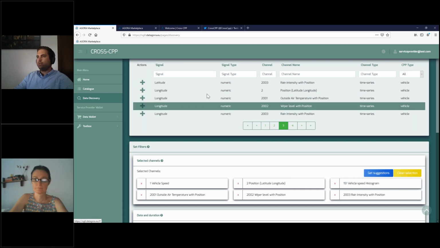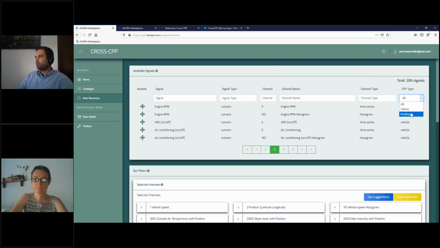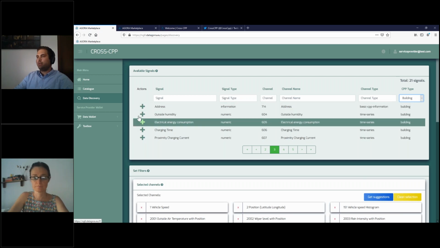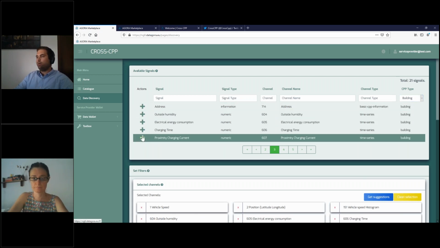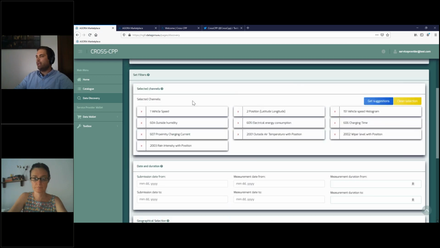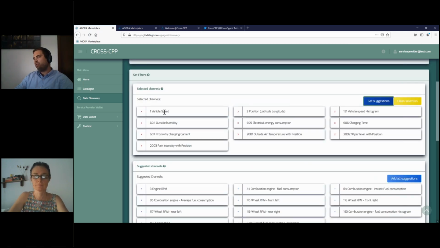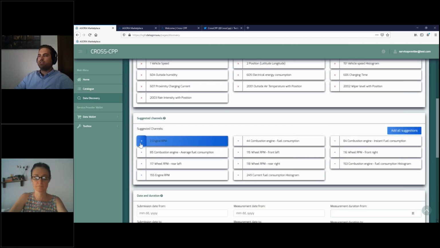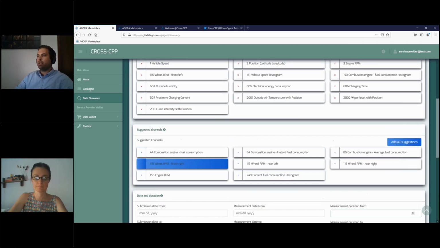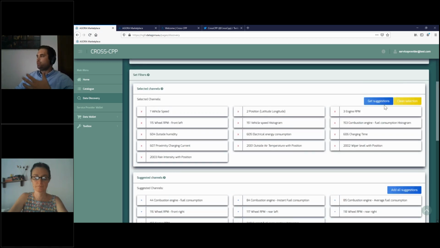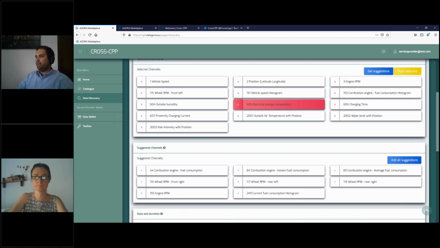Okay, so I can do the selections anytime. I can also select by buildings, by any kind of information that I would like to get. And thanks to ATV, they have developed these context suggestions, which can be based on the signals that I have selected in my discovery panel. I can also add new suggested channels and try to incorporate them into my data request. So I can get suggestions, or I can click at any time.